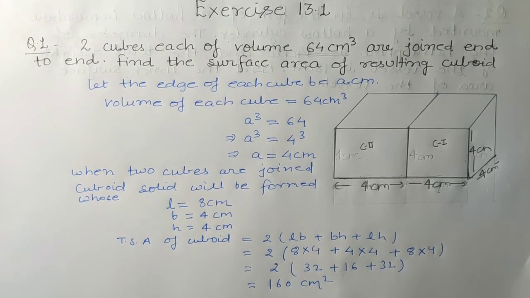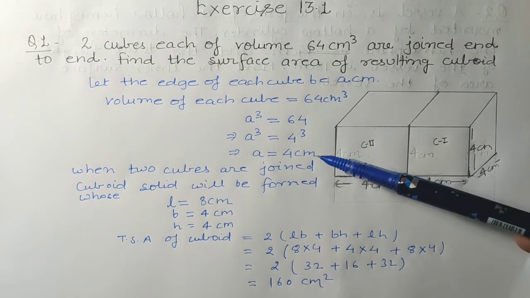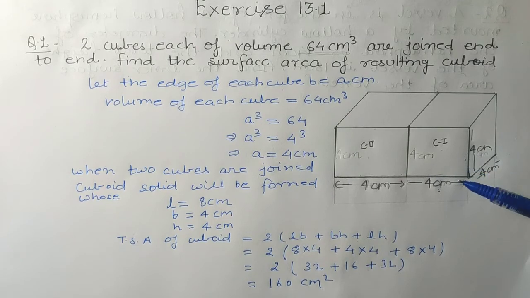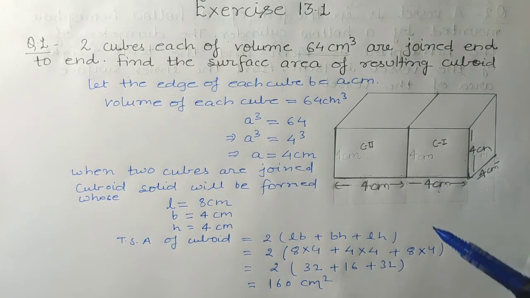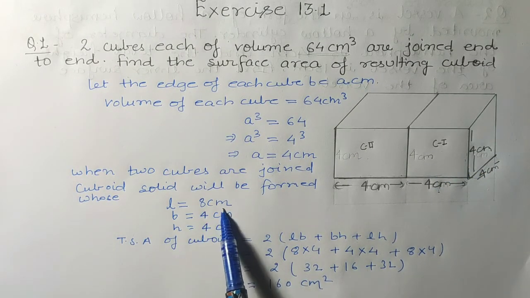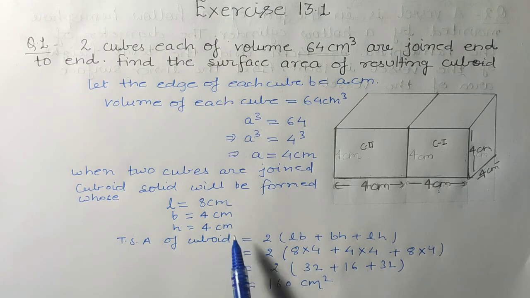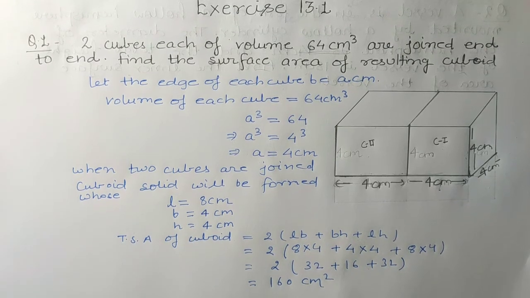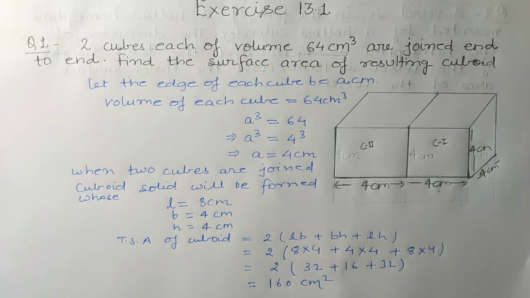Okay students, what we have done: firstly we calculated the edge of a cube. After that, on that basis we got the length, breadth and height of the cuboid, and then we applied the formula of total surface area and calculated it, and it is 160 centimeter square. So just pause the video and note it down.